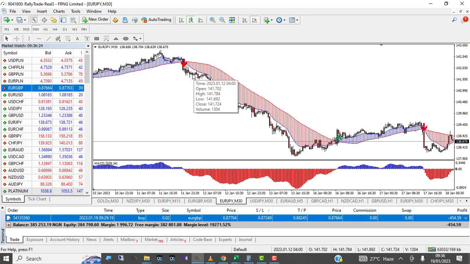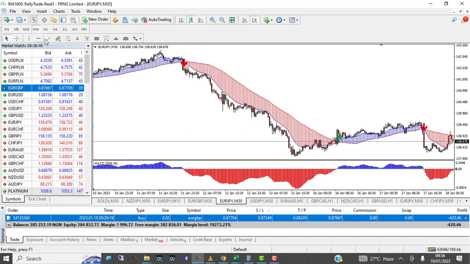Okay, then the next thing you look out for is that the fast moving average, which is the blue one, has crossed below the red one. Okay, that is a sign that the market is going down. Of course, the arrow is already pointing down. Then the MACD, you want to make sure that the MACD has turned from blue to red, right? So everything is showing us sell signals.